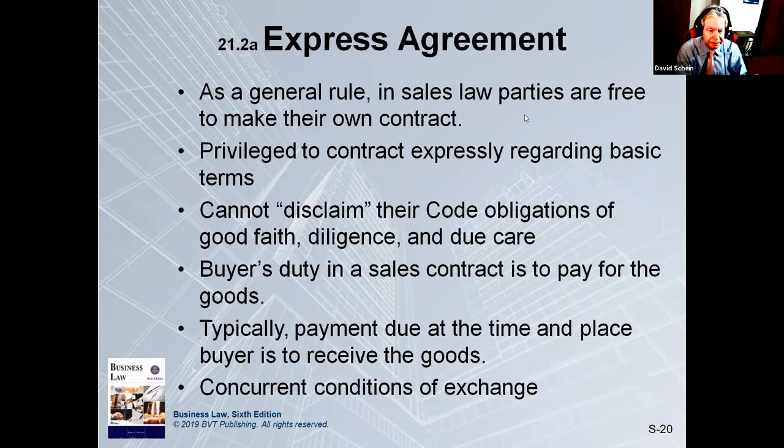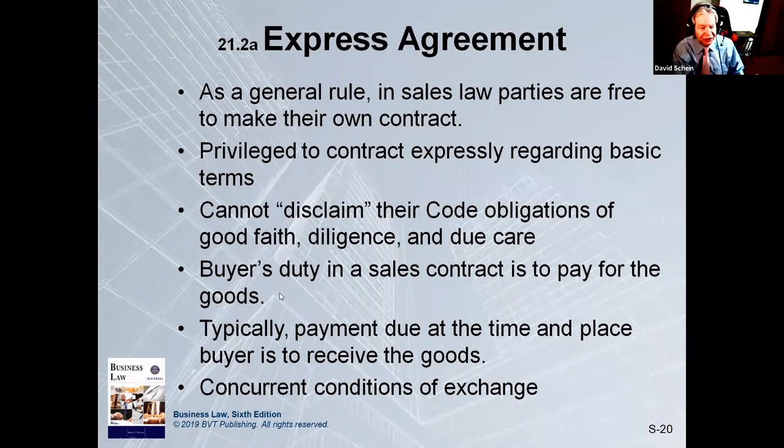So generally speaking, in sales law parties are free to make their own contract, privileged to contract expressly regarding basic terms. And keep in mind this one. You cannot, as the seller covered by the code, relieve yourself of good faith, diligence, and due care. Good faith, diligence, and due care are part and parcel of any business contract, sales contract that is covered by the Uniform Commercial Code. Rather straightforward.